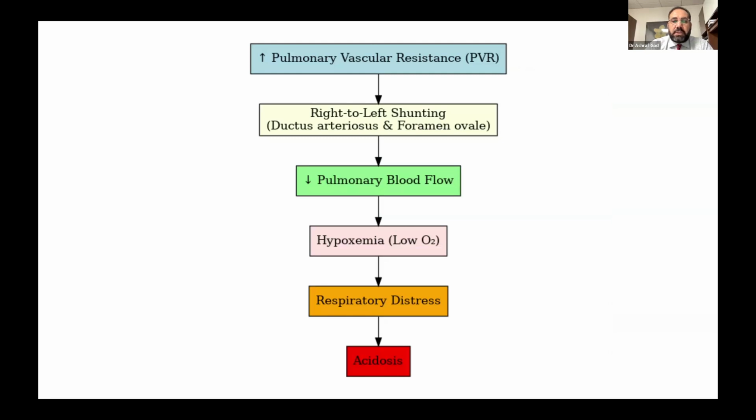The problem is this process can actually be challenging, and it does not fully happen. And these babies will have a decreased pulmonary blood flow, resulting in hypoxemia, respiratory distress, and acidosis. And this cascade is the hallmark and manifestation of the PPHN in newborns.